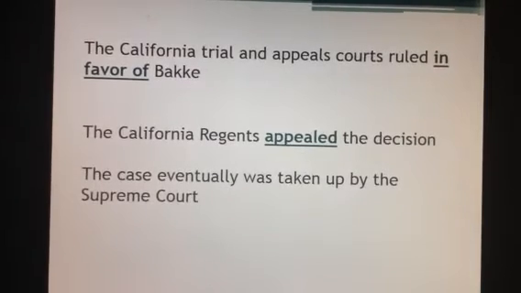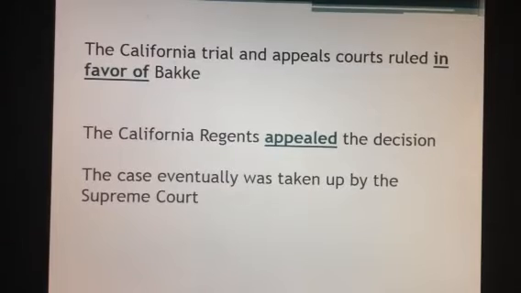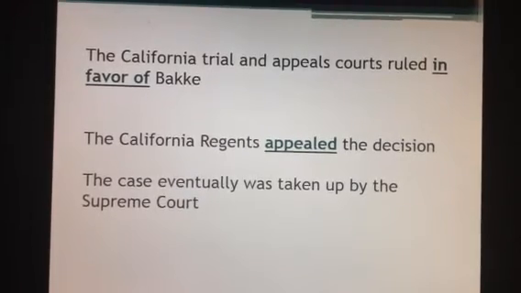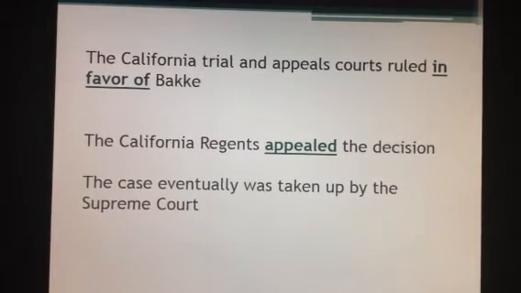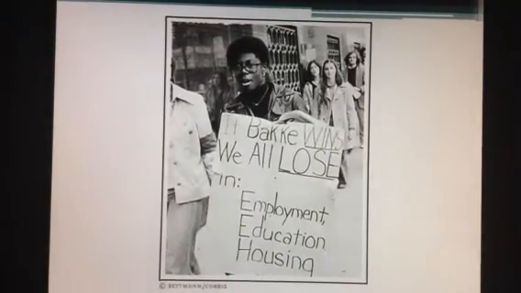I want to say they oversee our 16 public universities in North Carolina. They're called the Board of Governors. Well, the California Regents, they run the higher educational system in California. So the Regents appealed the decision, and it was taken up by the Supreme Court.